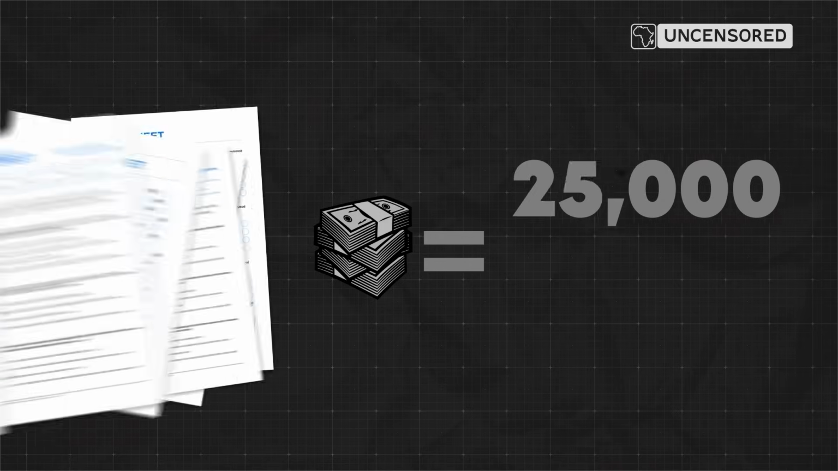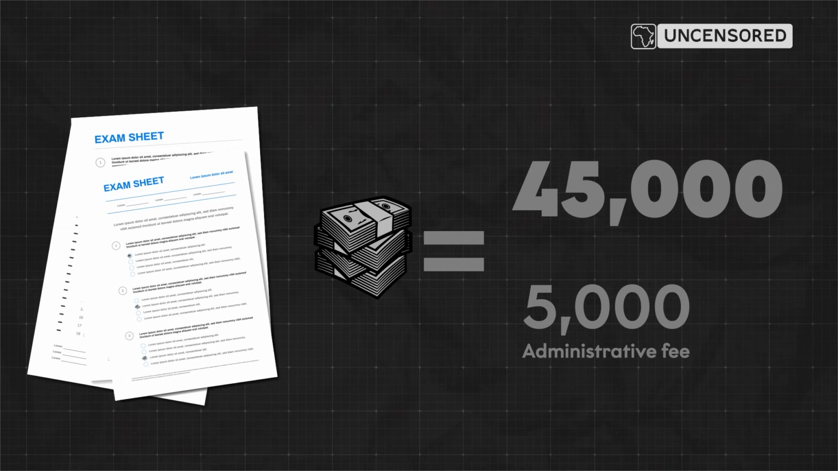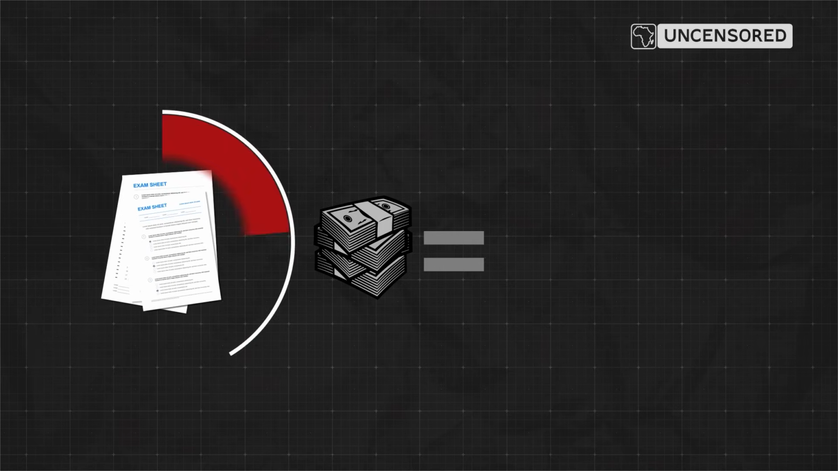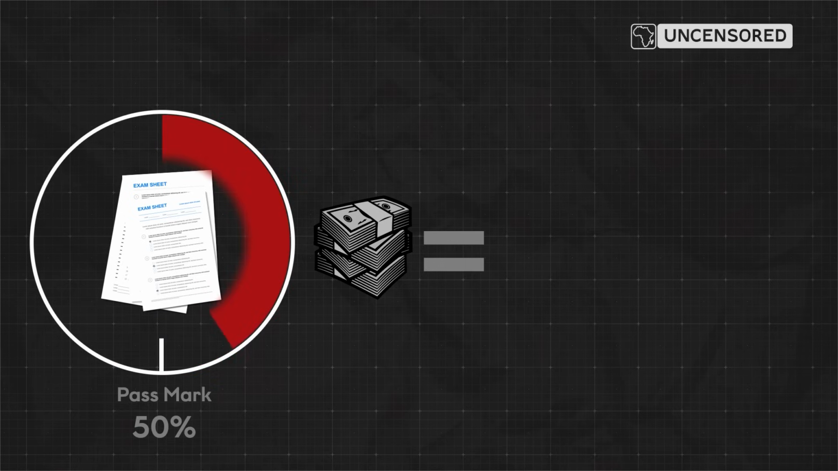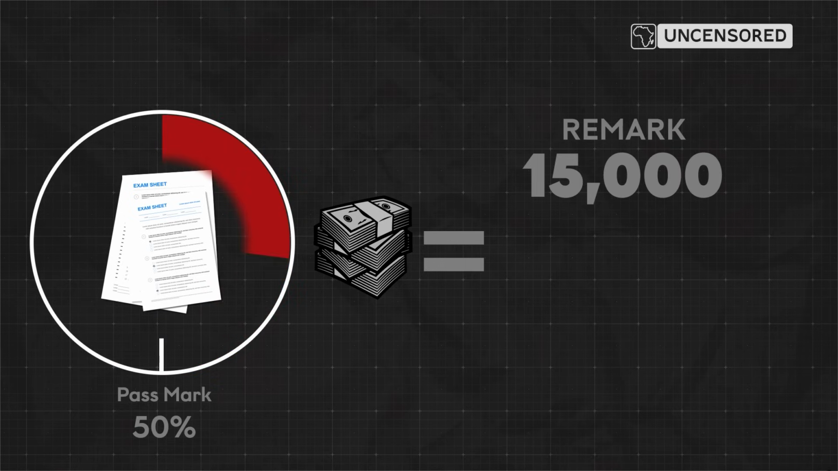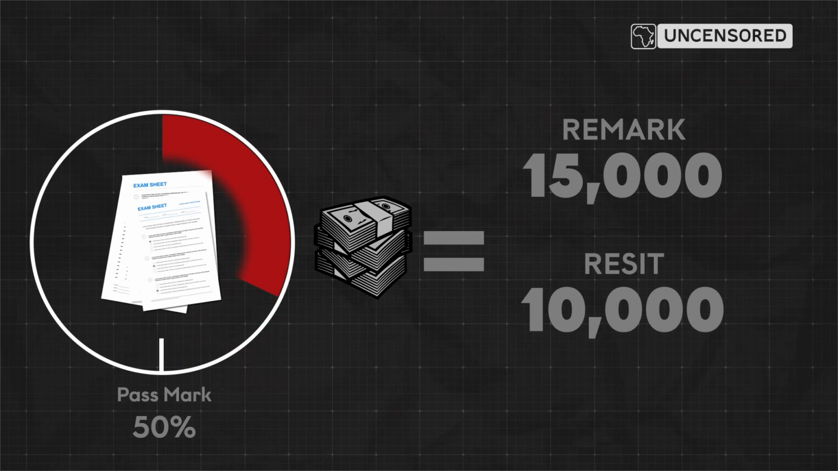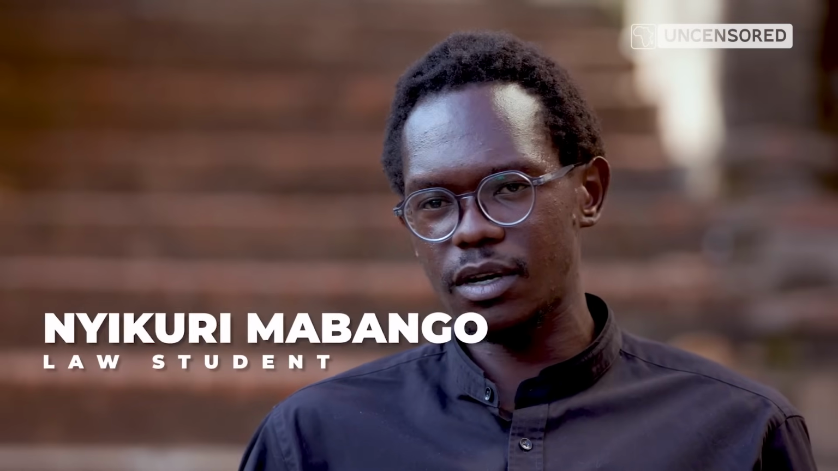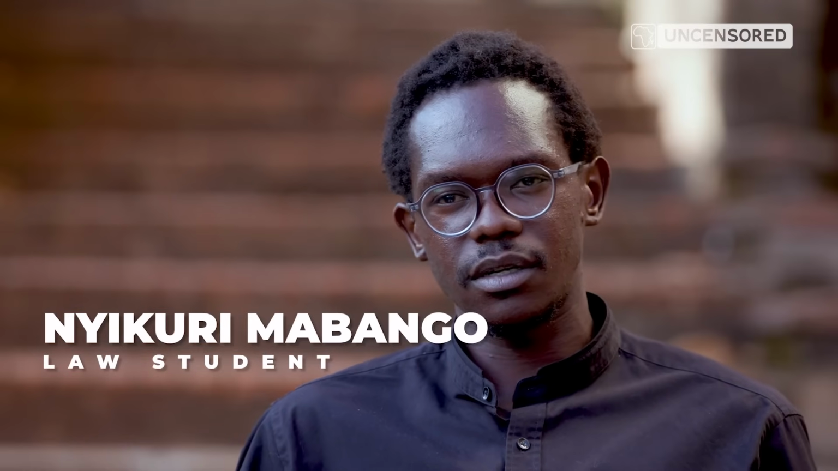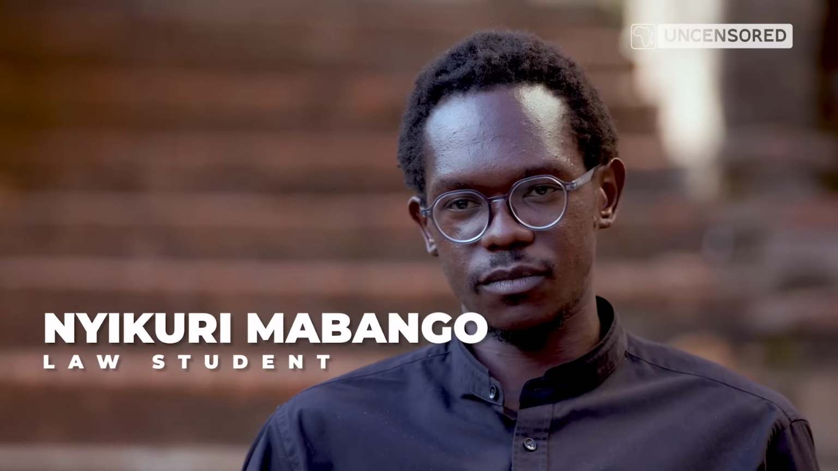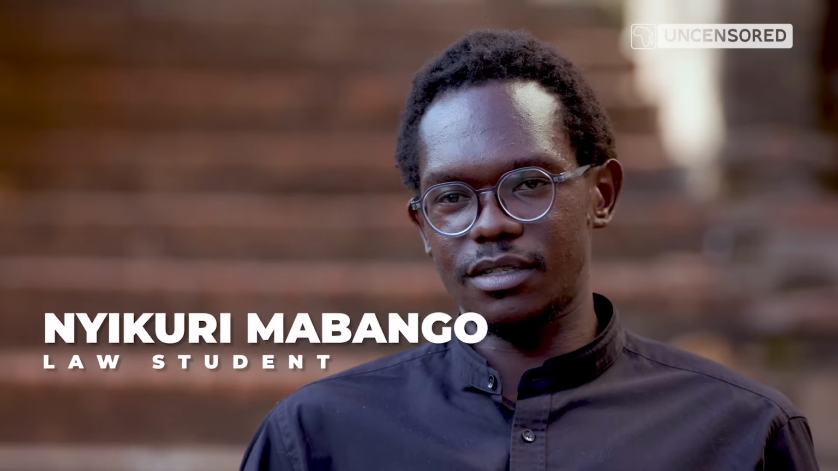When we first do our exams, we spend 45,000, 5,000 on each paper, and 5,000 for an administrative fee. The pass mark is 50. When you don't attain the 50% pass mark, you have the option of remarking at 15,000 a unit, which sounds just exorbitant. And you can receipt at 10,000. Usually, you'll remark a paper, high chances of it going through are very minimal. So you'll end up having to go for the receipt. So in the long run, you end up spending at least 30,000 a unit just to pass it, which just doesn't make sense.